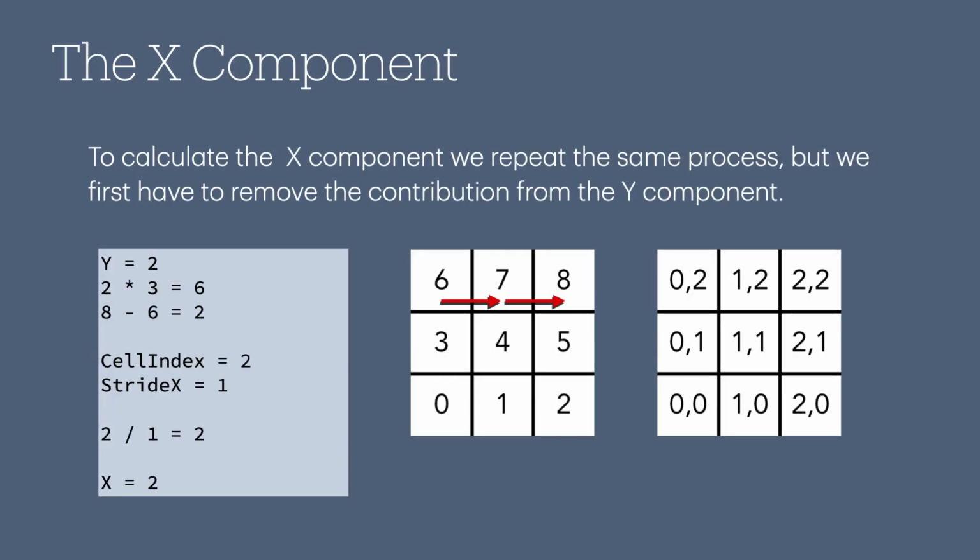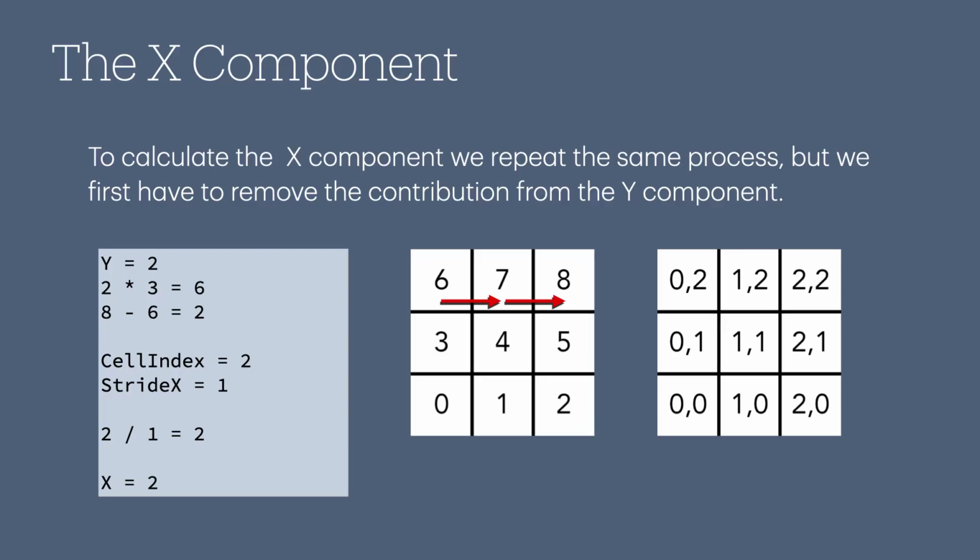We can figure out how much of the index was used up getting to the y coordinate by multiplying the coordinate by the stride. This gives us 6. Then we can subtract that from the index to get the remainder. Now we can apply the same process to this remainder to figure out how many times we have moved along the x-axis to get to this particular position.